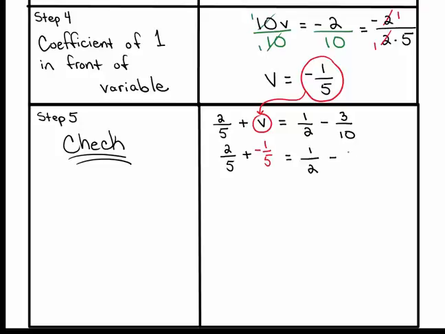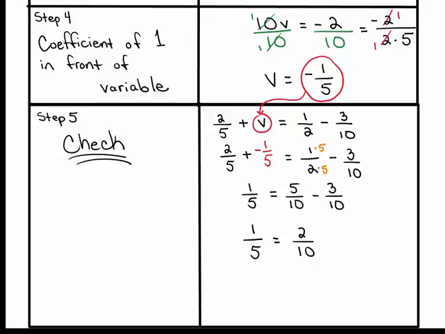So now that I substituted that in, I'm ready to simplify here and see if this comes out to be a true statement. This is going to give me positive 1/5 on the left hand side. In order to combine these two fractions on the right hand side, I need a common denominator, so I will multiply by 5 to the numerator and denominator of 1/2. That'll give me 5/10 minus 3/10. And this is going to give me 1/5 is equal to 2/10.